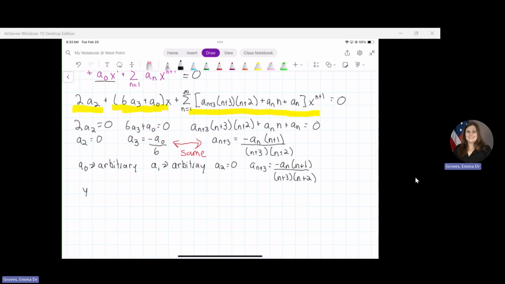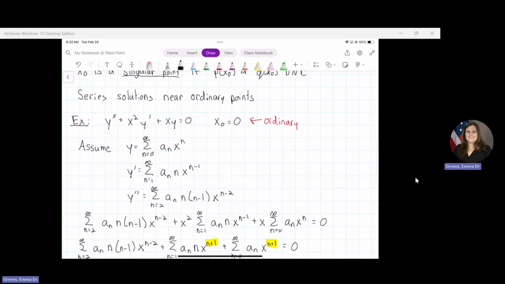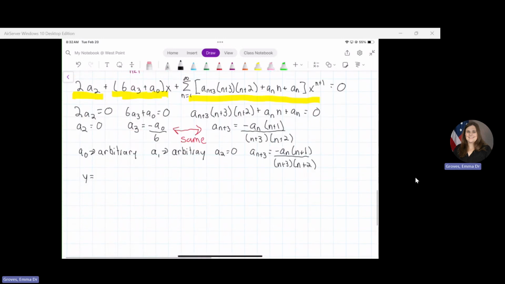So if I was to write out a couple iterations of this one, because now I know my a's, and I know my y all the way at the top was a_n times x to the n. So now that I have these formulas for a_n, if I was to write a couple iterations, I would get a0 plus a1x plus a2 times x squared, but what was a2? 0, so I'm just not going to write it. Minus 1/6 x cubed, minus 1/6 x to the 4th, plus 1/45.